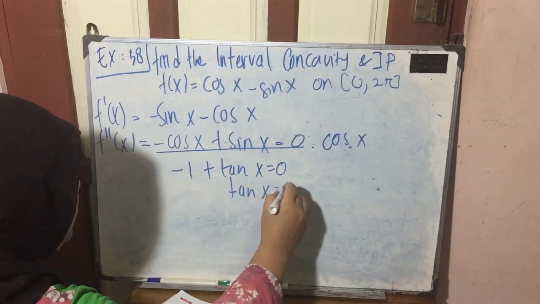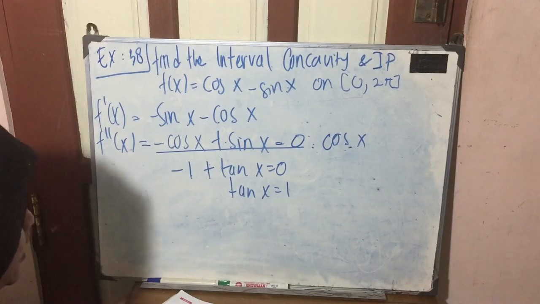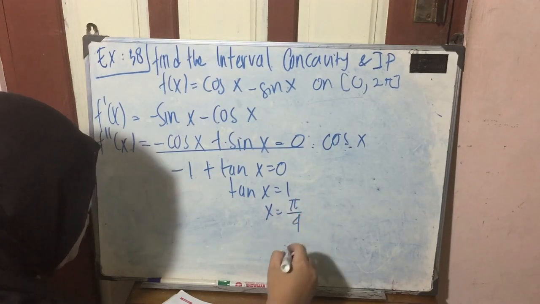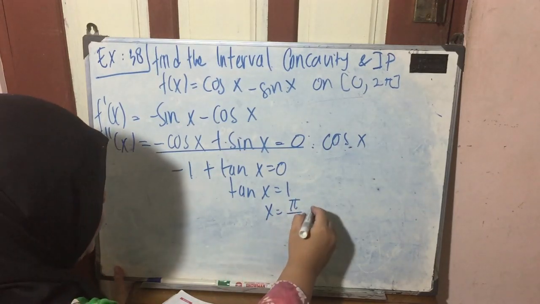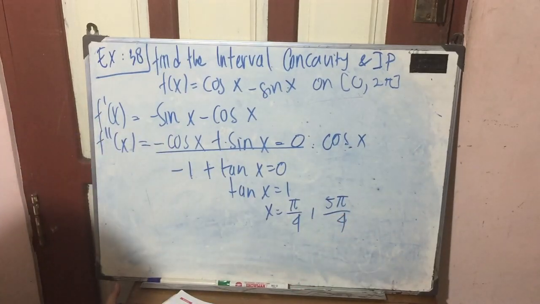Tan x equals 1. What angles have tangent 1? The angles are π over 4 and 5π over 4. Okay, so from here you make the same sign chart.